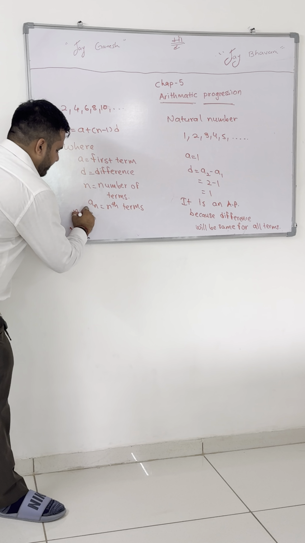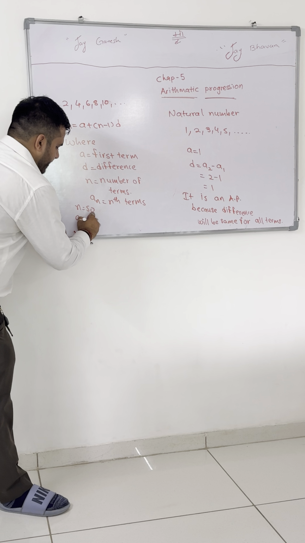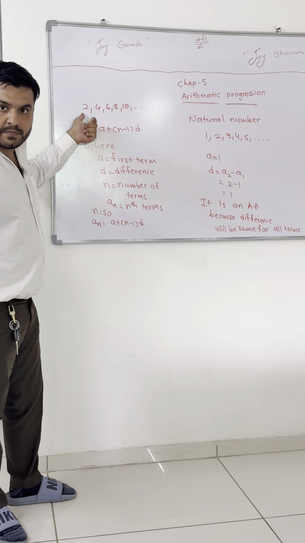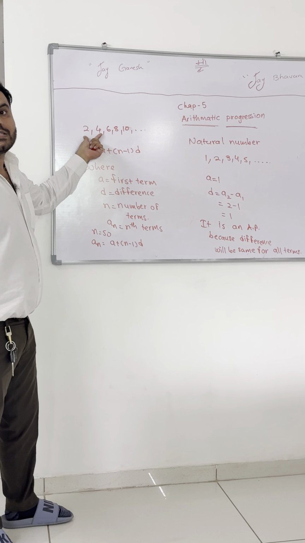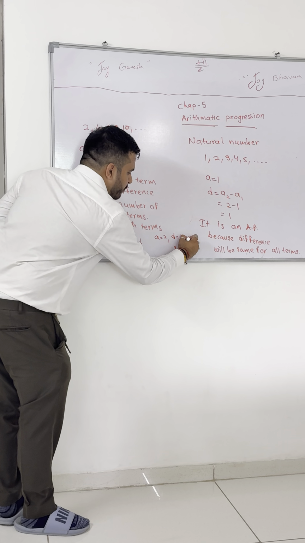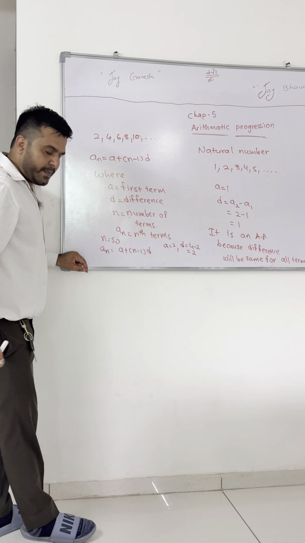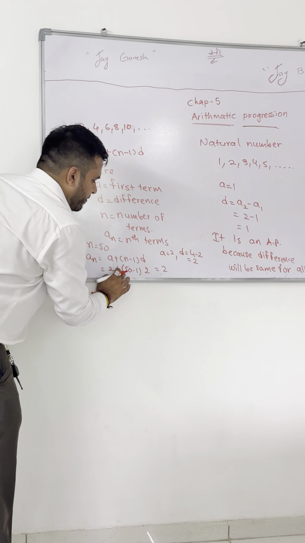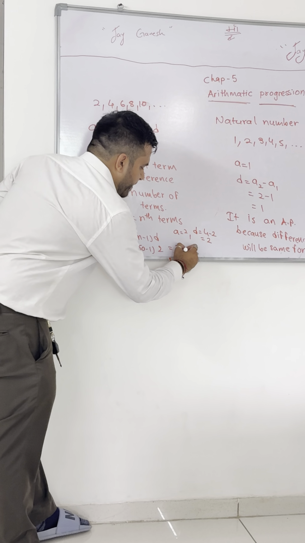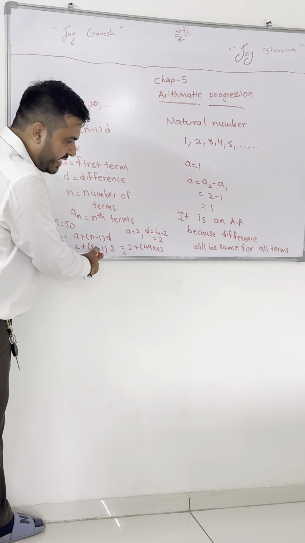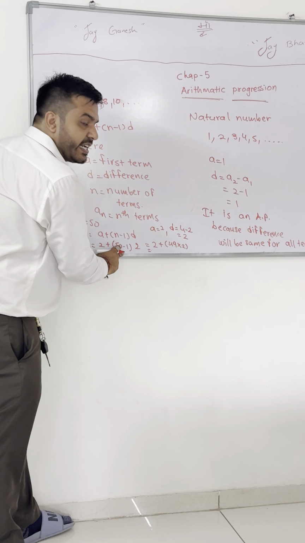So here our n is equal to 50, and An equals A plus n minus 1 into D. Here our A is 2 and the difference between two terms is 2. So A is 2, and the difference 4 minus 2 is also equal to 2. So here A is 2 plus 50 minus 1 into 2. First of all we have to solve this bracket: 49 multiplied by 2, because 50 minus 1 is 49, and we have to multiply that number by 2.